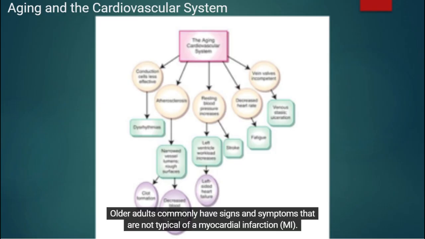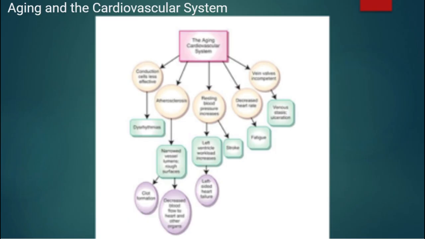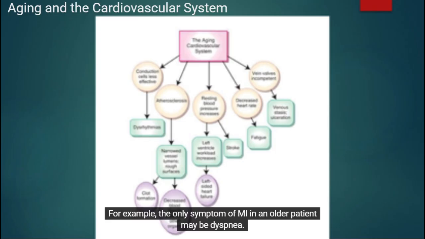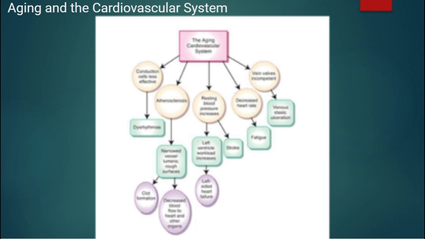Atypical symptoms. Older adults commonly have signs and symptoms that are not typical of a myocardial infarction, MI. For example, the only symptom of MI in an older patient may be dyspnea. Chest pain, a typical symptom, may not be present. It is important for the older adult to have a complete assessment for this reason.